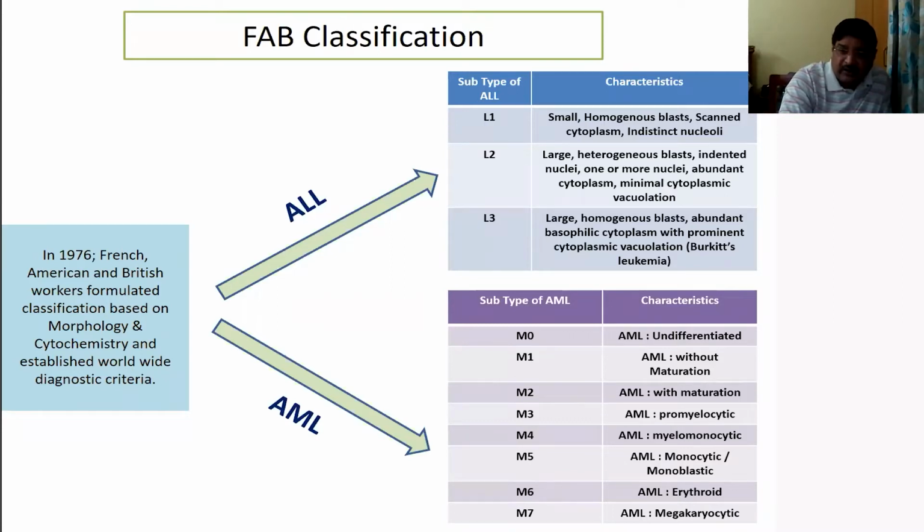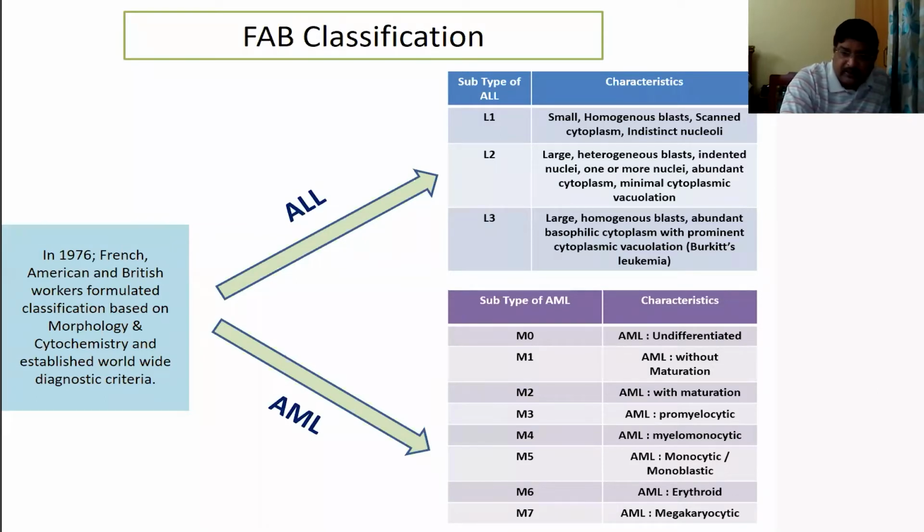Whereas in L3, you had large homogeneous blasts with abundant basophilic cytoplasm and prominent cytoplasmic vacuolation, which I will show you sometime later when I show you the morphology. Similarly, on the myeloid side, you had, right from M0, AML of undifferentiated type, where the MPO is plus minus. Myeloperoxidase, when you stain cytochemically, will either be positive or negative. And M1, M2, M3, 4, 5, 6 were based on the maturation.